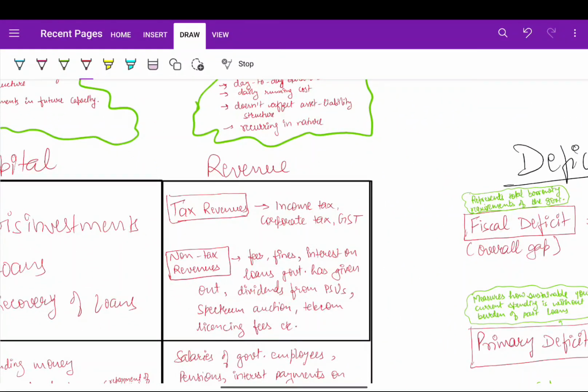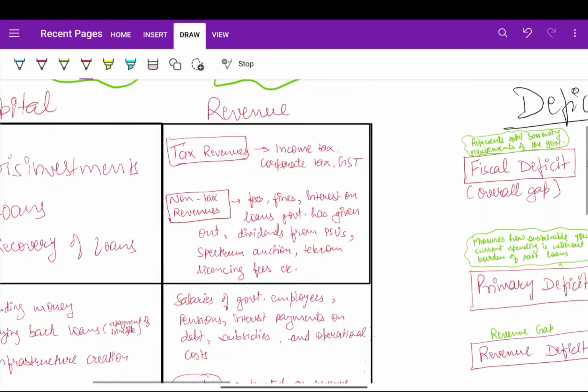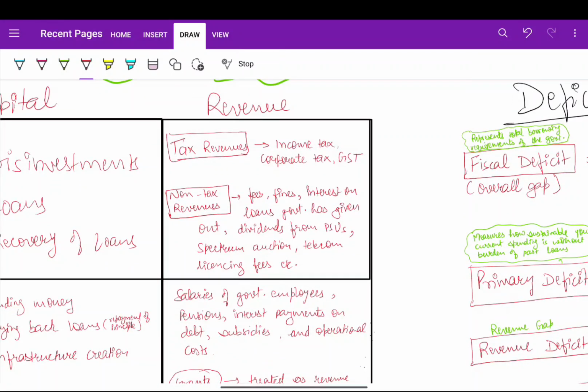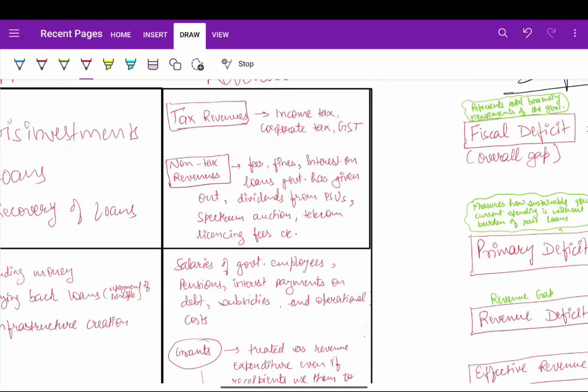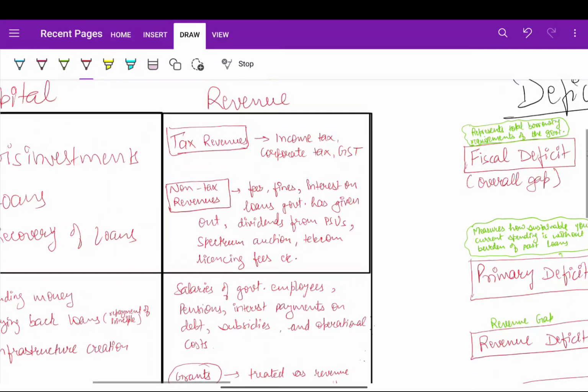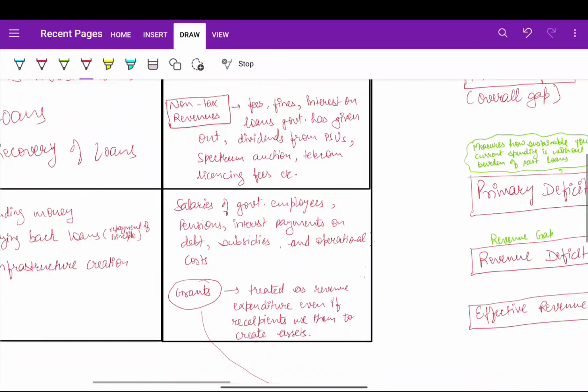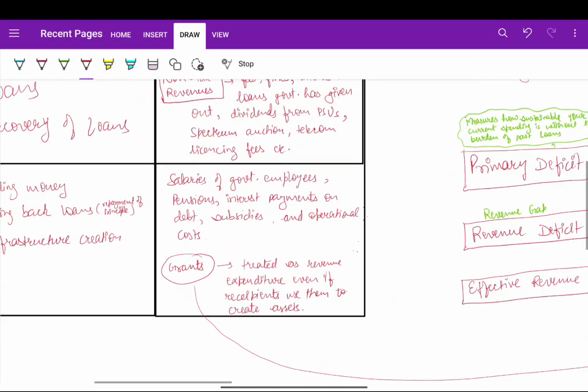Next, revenue receipts can be tax revenues and non-tax revenues. Tax revenues would be income tax, corporate tax, GST, etc. And non-tax revenues can be fees, fines, interest on loans government has given out, and dividends from PSUs, any spectrum auctions, telecom licensing fees, all these things. And the revenue expenditure that the government has to make are salaries it gives to its employees, pensions, interest payments on debt, subsidies, and operational costs.